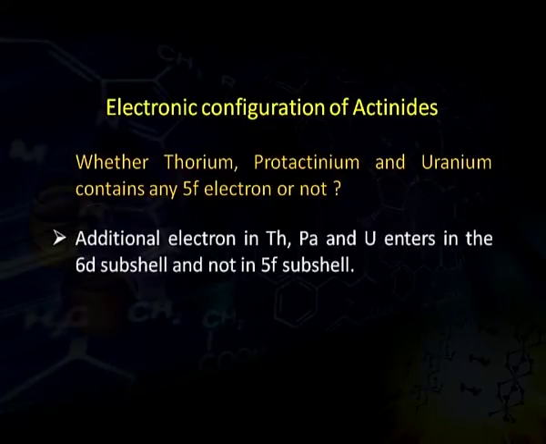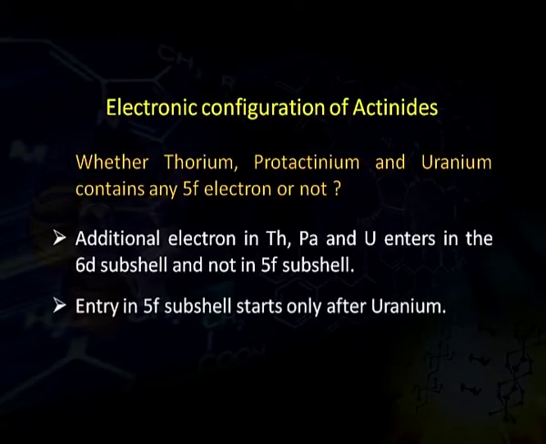Whether thorium, protactinium and uranium contain any 5f electron or not, the additional electron in thorium, protactinium and uranium enters the 6d subshell and not the 5f subshell. The entry in the 5f subshell starts only after uranium, not up to uranium. According to this proposal, the elements following uranium in which the 5f subshell is definitely being filled are called uranides or transuranic elements. The uncertainty between the 5f and 6d subshells is due to the fact that both are of almost equal energy.